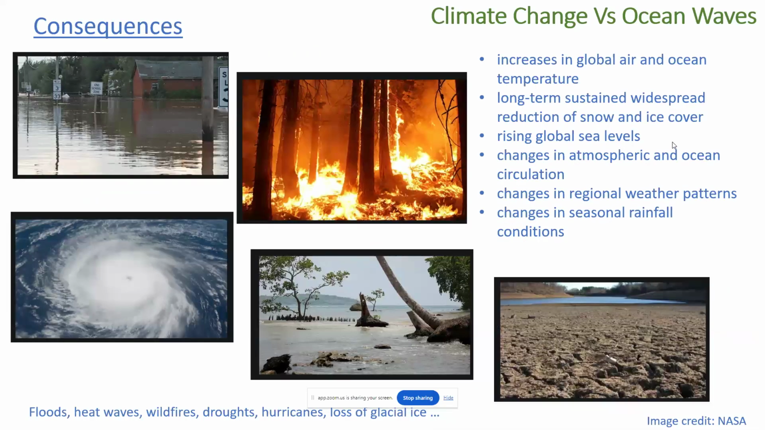So this increase of temperatures enhances melting of the sea ice, which results in rising of global sea levels. In addition, these increased temperatures also cause various changes in atmospheric and ocean circulation patterns, which results in changes in regional weather patterns and also changes in seasonal rainfall conditions. All this going on in the background, what we see is floods, coastal inundation, droughts, and wildfires.